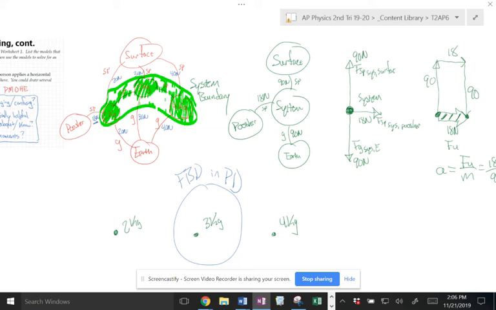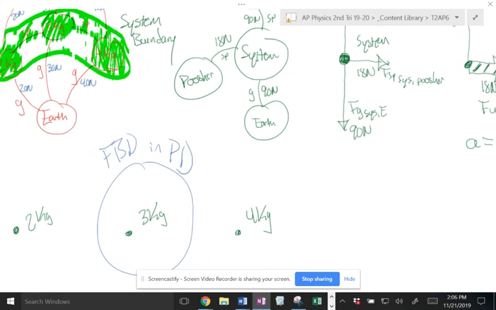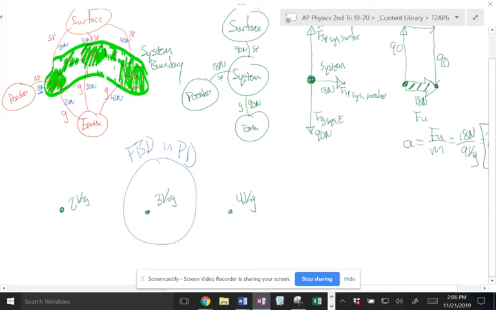My personal preference is to go after the weakest ones first. And so to me, that's the 4 kilogram. If you look at the 4 kilogram here, I'm going after this one because I already know 2 of the forces. I know 40 newtons down, that's FG 4, Earth. I know 40 newtons up, that's FSP 4, surface.